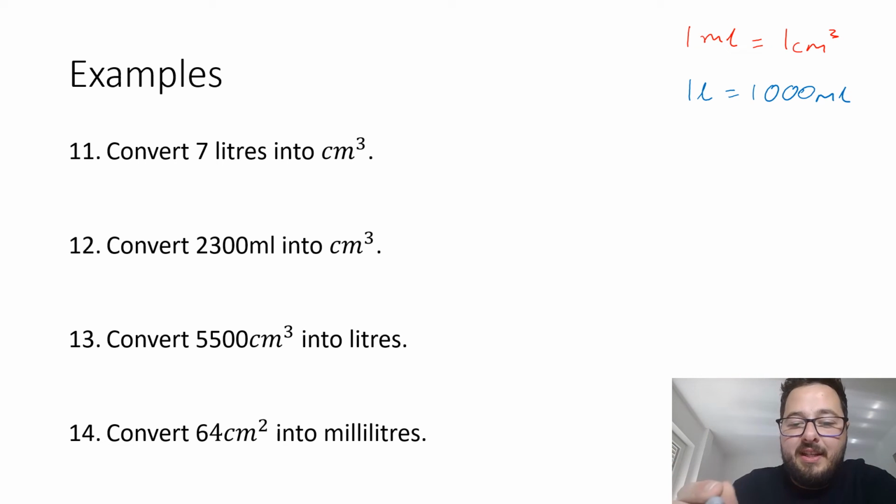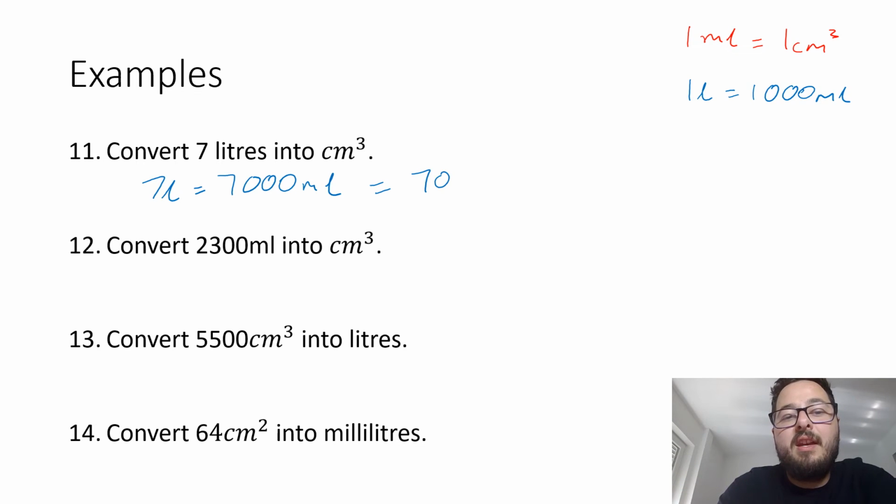All right then, so 7 litres, well, that's going to be 7,000 millilitres. And we know that 1 milliliter is 1 centimetre cubed, so this is just going to be 7,000 centimetres cubed, and that's that.